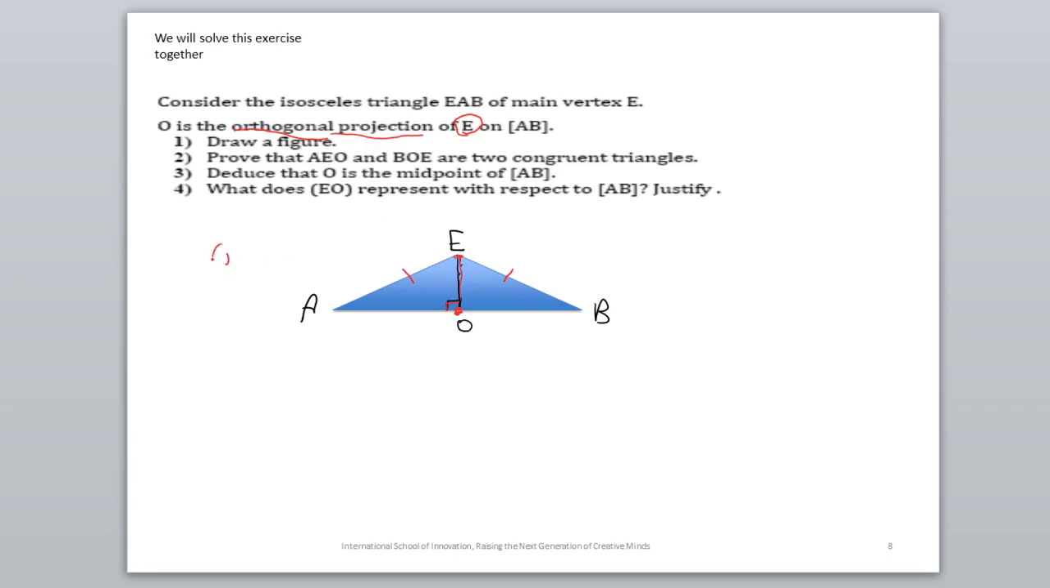Draw the figure. This is the figure. So this is number one. And number two, prove that the triangle AEO and this triangle BOE are congruent. And of course, we should prove they are congruent by the two methods that we have learned, which are hypotenuse side and hypotenuse angle.